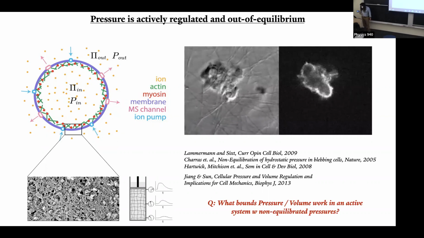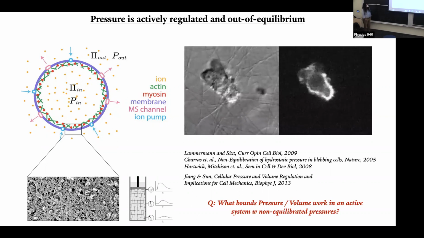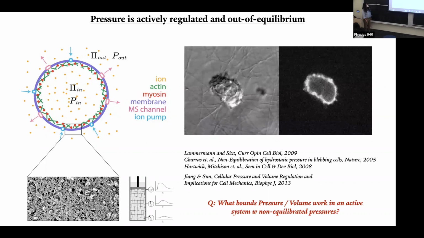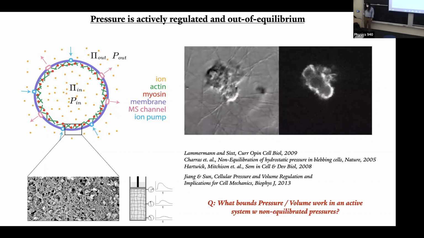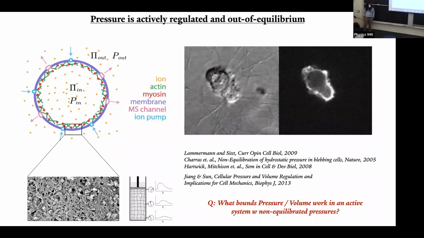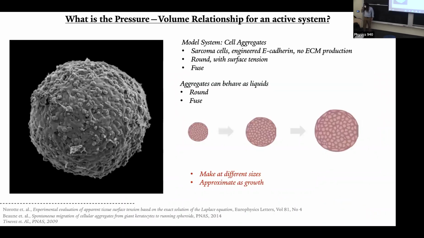However, we ask for this non-equilibrium system, well, what then does bound the pressure-volume work? If we're expecting this pressure to change and the volume of the cell to change, in equilibrium, if we have an equation of state, we can say directly what that is. But what bounds it if it's out of equilibrium? So to address that, we're going to use a very, very simplified model of an active system, which is a tissue. And I'm defining a tissue as just being an aggregate of cells.